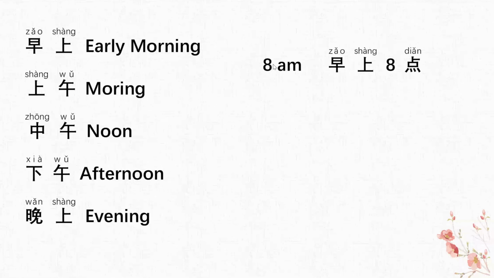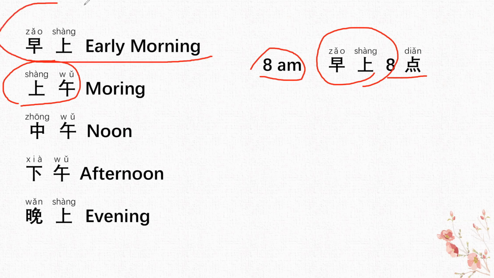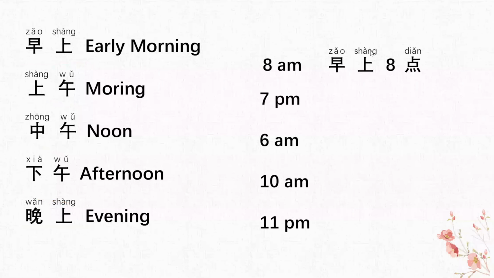So now, 8 a.m. is in the early morning, though. So I will say 早上8点. If you say 上午8点, changing 早上 to 上午, it is also correct. Because for 8 a.m. I just think it's kind of early morning, so I put 早上, more accurate. In English, you only have a.m. and p.m., right? But in Chinese, you can use those 5 words and combine them. It's more accurate, more specific.